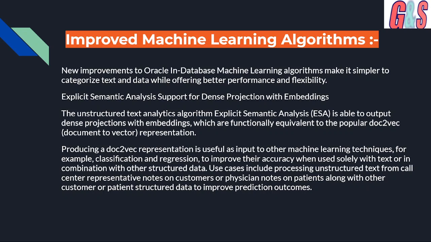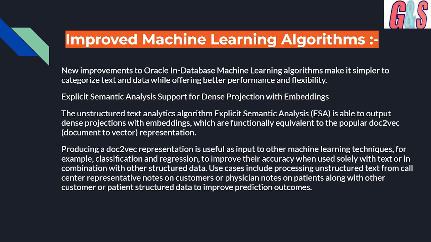Moving on to the next feature, improved machine learning algorithms. New improvements for Oracle in-database machine learning algorithms make it simpler to categorize text and data while offering better performance and flexibility. Explicit semantic analysis support for dense projection with embeddings.